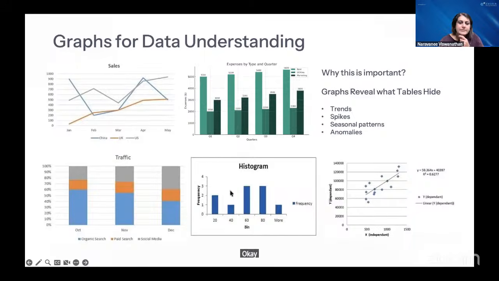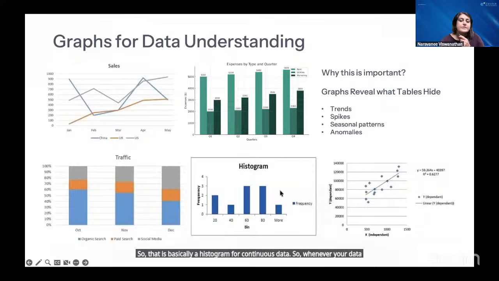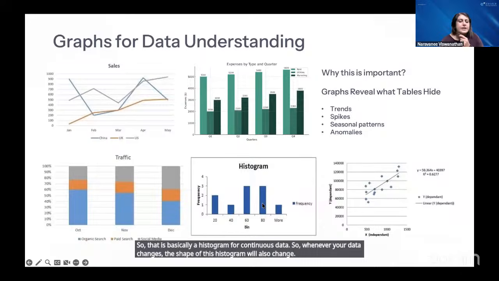Okay, am I making sense, everyone? So that is basically a histogram for continuous data. Whenever your data changes, the shape of this histogram will also change. Clear, everyone?